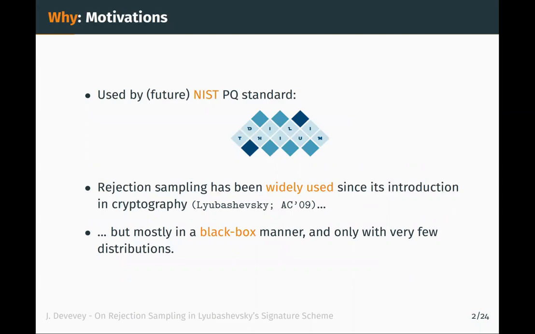And the last question is why we were interested in this in the first place. So the generic motivation is Dilithium, which is a future PQ standard from NIST. It's implementing this Fiat-Shamir with aborts paradigm. And more broadly, rejection sampling is an interesting technique that's been used in cryptography in lots of different places. So we thought that it could be interesting to open the black box to see how it was working and if it was actually suited to our needs.